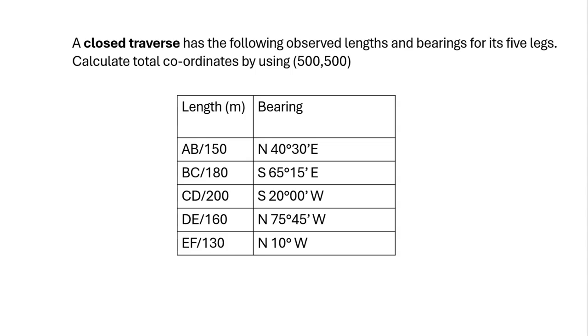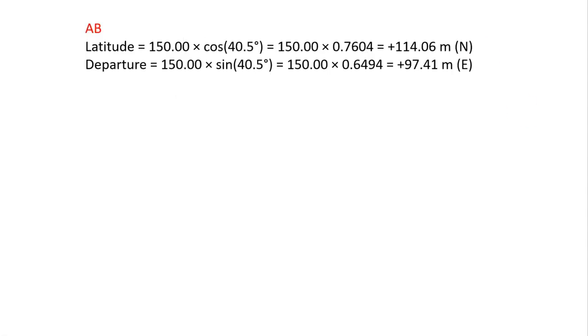So, from the given values, we are supposed to first calculate the latitudes and departures. They could be plus or minus based on the quadrants that they belong to. So how do we calculate that? Let's try out with the leg AB. The latitude is 150 into cos the angle 40.5 degrees, which is about plus 114.06 meters.